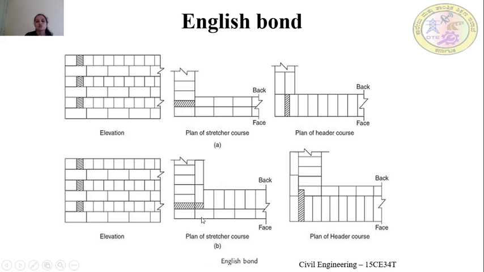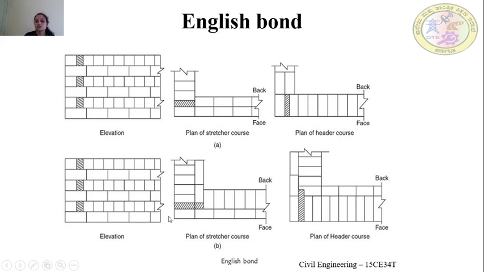Like we know, English bond means there should be alternate stretcher as well as alternate header, right? So what we have done here, like in the plan of the stretcher courses, the same thing, we have placed the stretcher here. After the stretcher, the queen closure is placed. At the same time, to break the joints and to cover the joints, we have provided this quarter bat, or quarter queen closure. So quarter queen closure or quarter bat, both are the same.